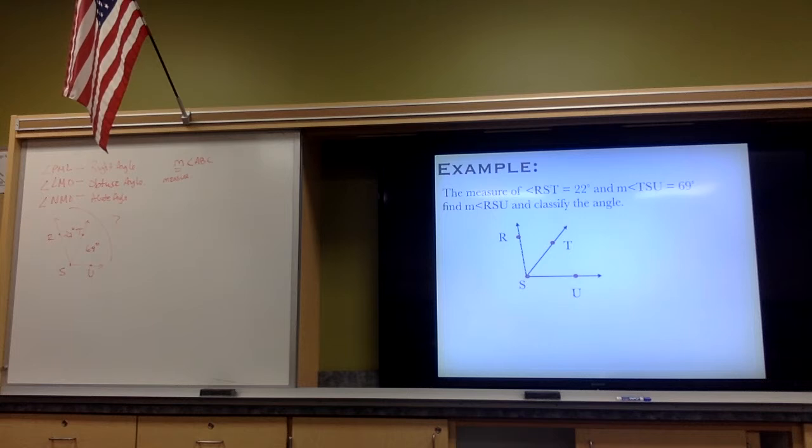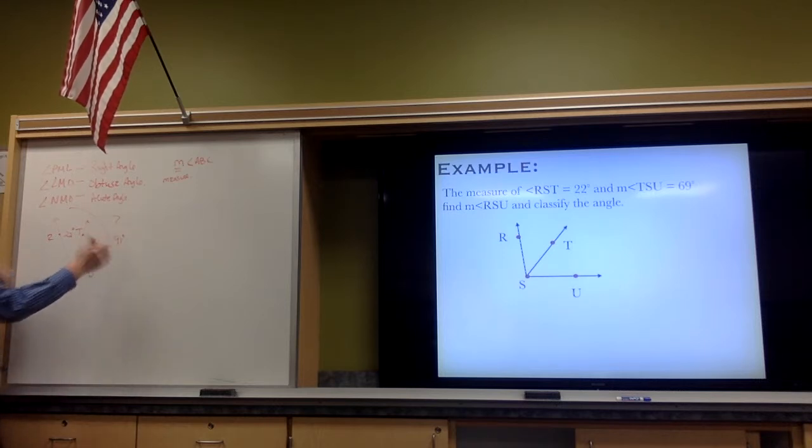Okay? Now, thinking about this, without even really writing this out, to figure out the whole angle, I'm just going to add these two, right? The 22 and the 69 degrees. Add them up, and I'll get my answer. Which should be what? 91 degrees? It's slightly bigger than 90.